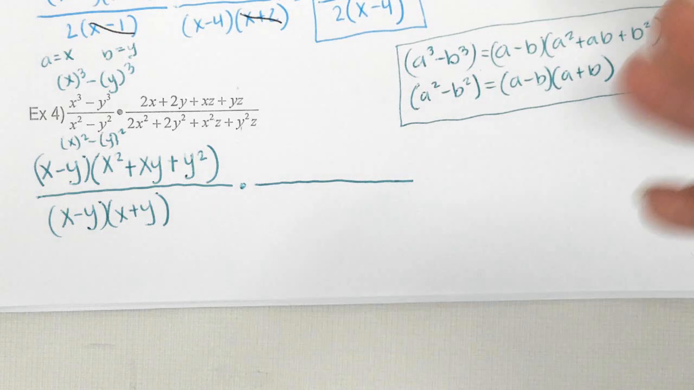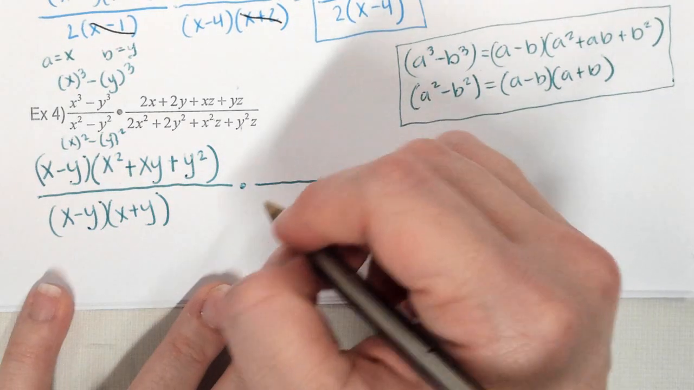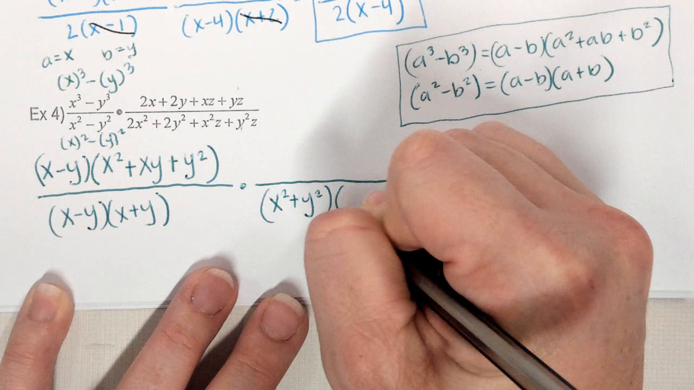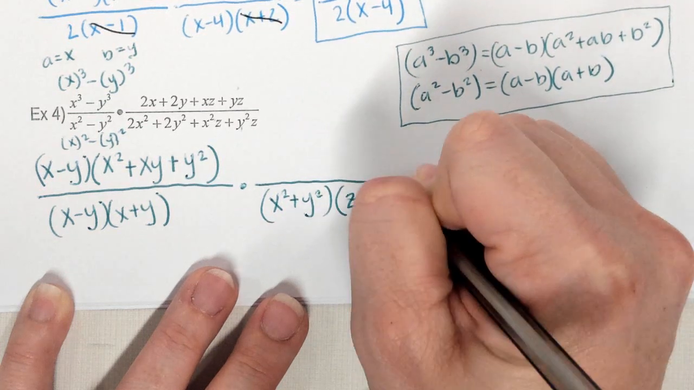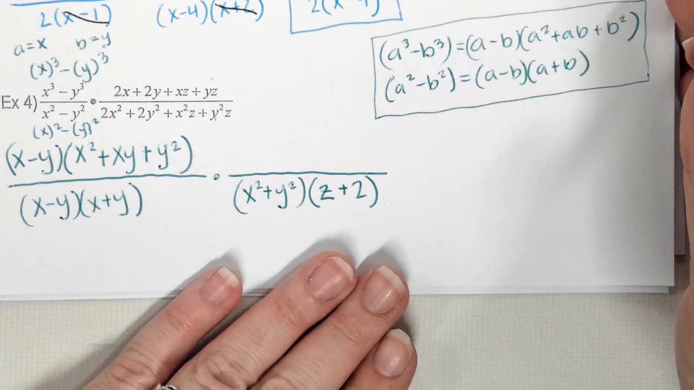Does grouping ever change the way we do it? No. So I'm going to do one of them for you. I'm going to do the bottom one. It literally is just x squared plus y squared and then z plus 2. But we're going to do the top one together just as a refresher on how to factor with grouping.